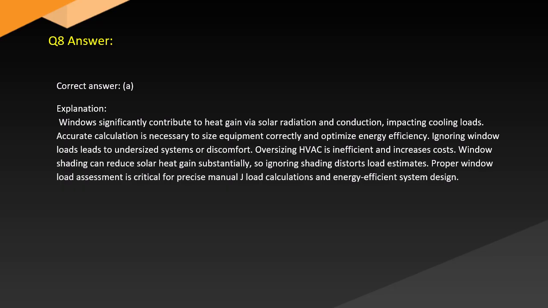Window shading can reduce solar heat gain substantially, so ignoring shading distorts load estimates. Proper window load assessment is critical for precise Manual J load calculations and energy-efficient system design.